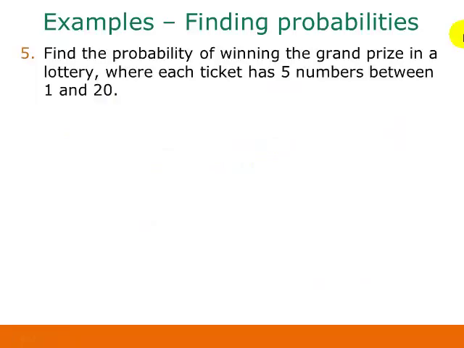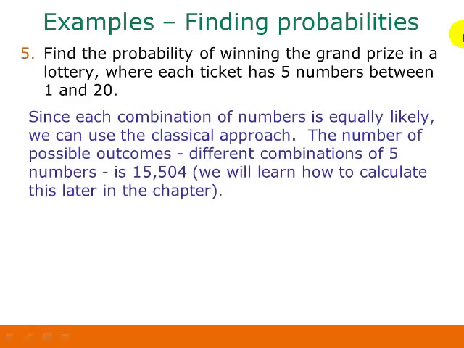Here's another example. Find the probability of winning the grand prize in a lottery, where each ticket has 5 numbers between 1 and 20. Now, since each combination of numbers would be equally likely, we can use the classical approach in this one. The number of possible outcomes, or different combinations of 5 numbers, is 15,504, and we'll learn how to calculate this number later in Chapter 5.